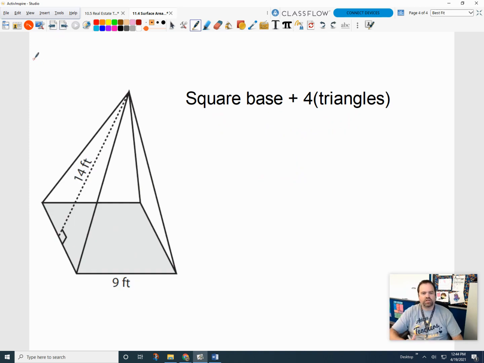All right, last one. This one's kind of turned a little bit. We're looking at it from the bottom. It kind of depends on how you look at it. Anyway, the base is a square 9 by 9. And I've got 4 triangles. Each triangle is 1/2 times 9 times 14.